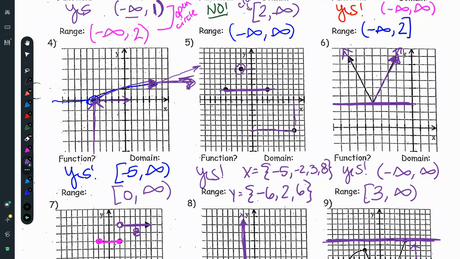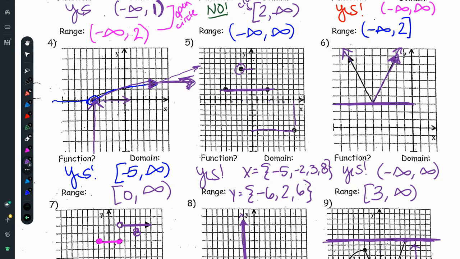So, a quick little recap. Arrows either represent infinity or -infinity. If the arrow is going up or to the right, that's positive infinity. If the arrow is going down or to the left, that's negative infinity. If our point is filled in, we use a bracket. If our point is an open circle, we use a parenthesis. If we have just regular points, like in number 5, then we have to list out all of the x values for the domain going from smallest to biggest, and then all of the y values from smallest to biggest for the range.